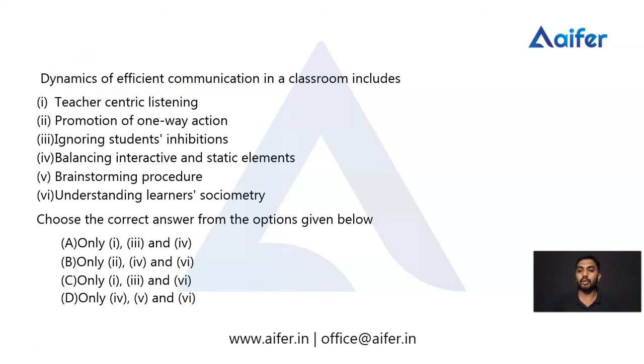So look to the next question: the dynamics of efficient communication in a classroom includes. The question is again related to classroom communication. We have given 6 features: first, teacher centric listening; next, promotion of one-way action; third, ignoring students' inhibitions; fourth, balancing interactive and static elements; fifth, brainstorming procedure; and the last one, understanding learners' sociometry.